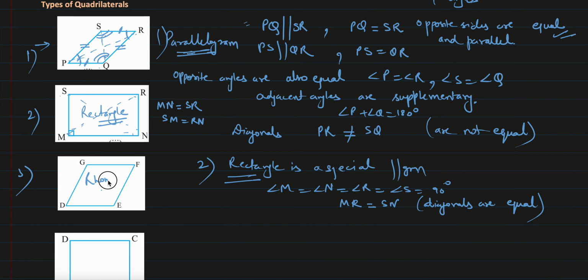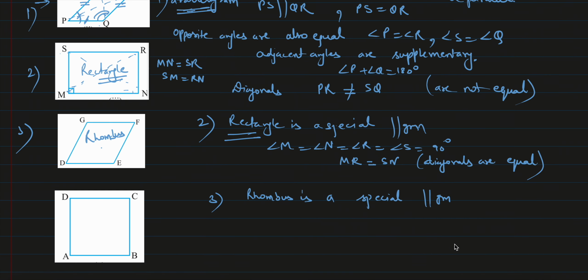Now comes the third shape you see here. That's a rhombus. Again, a rhombus is a special parallelogram. Same thing, opposite sides equal and parallel works here. But here another thing, that all sides are equal, not just opposite sides. So here all sides, meaning DE equals EF equals GF equals DG. They all are equal.